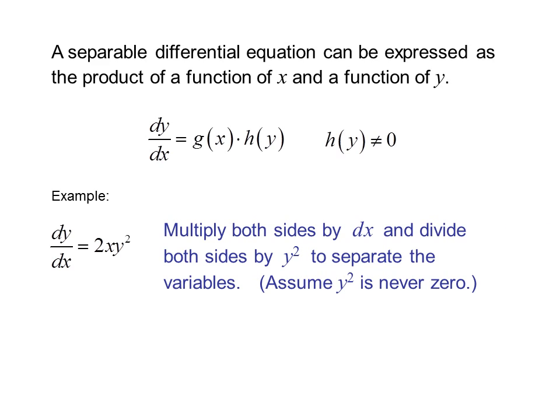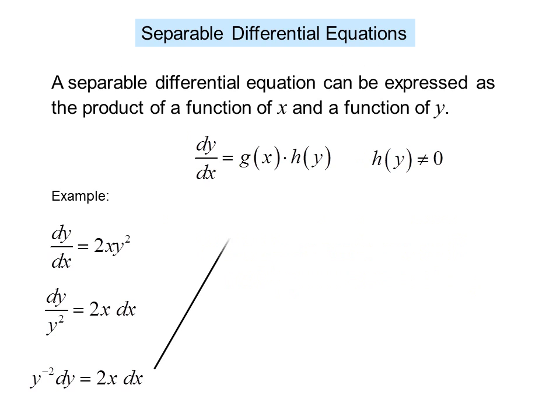We can multiply both sides by dx and divide both sides by y squared to separate the variables. Assume that y squared is never 0. So we get dy over y squared equals 2x dx. We rewrite the left side as y to the negative 2 dy equals 2x dx. Now we integrate both sides.